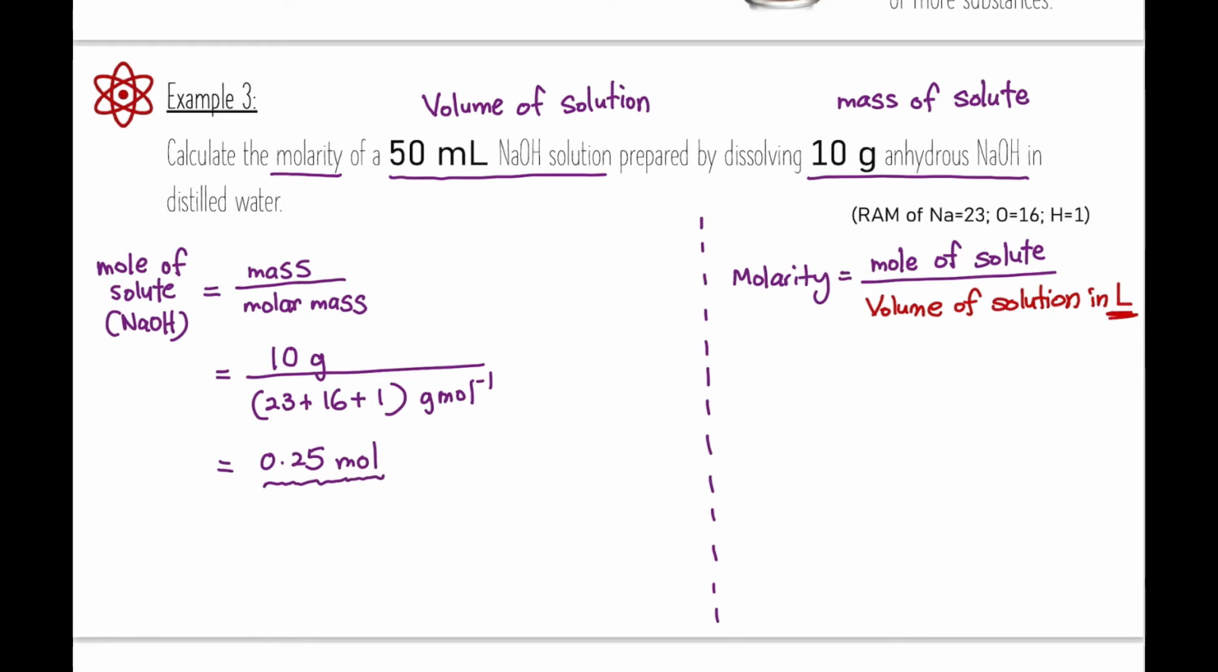Then, we need to calculate the volume of solution. We need to convert the value from milliliter to liter by dividing it by 1000. So, volume of solution, which is 50 milliliter is divided by 1000 so that we get 0.05 liter.